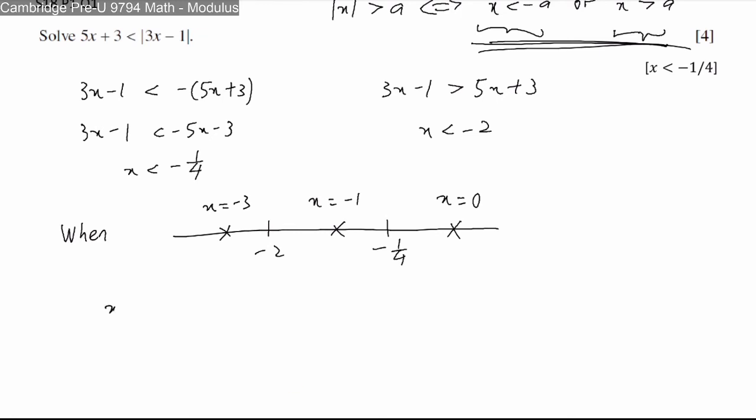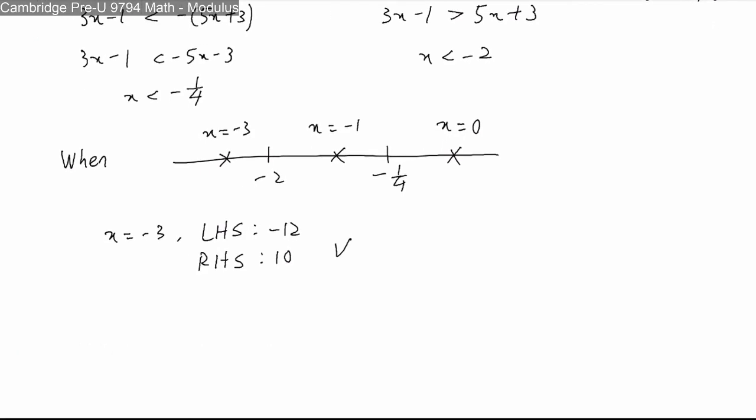When x = -3, let's check the left hand side. The left hand side is -12. The right hand side is 10. We look at the sign here, which is a less than. So the left hand side should be less than the right hand side. For this one, the value works for x = -3. We do the same thing for the rest.